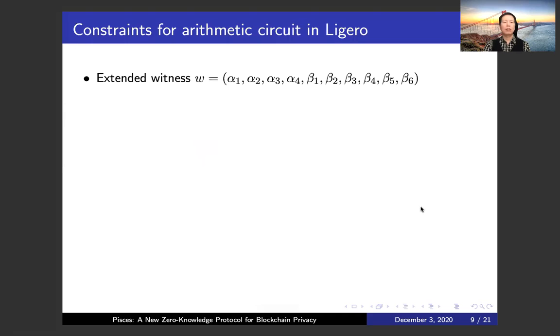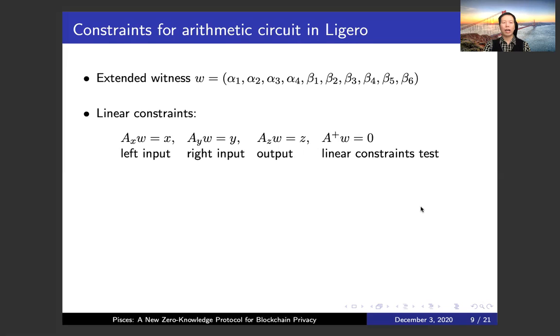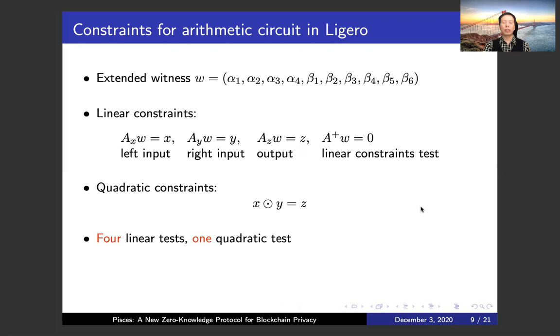So in Ligero, the extended witness W contains 2 parts. The first part is the input values, and the second part is all the private intermediate wire values, and it also has 4 linear constraints. One is to test the left input. The second is to test the right input. And the third is used to test the output. And the final one is to test the addition gates. We also need to test the multiply gates, so we have a quadratic constraint. Totally, we have 4 linear tests and 1 quadratic test. The length of the witness is equal to the number of addition gates plus the number of multiply gates.